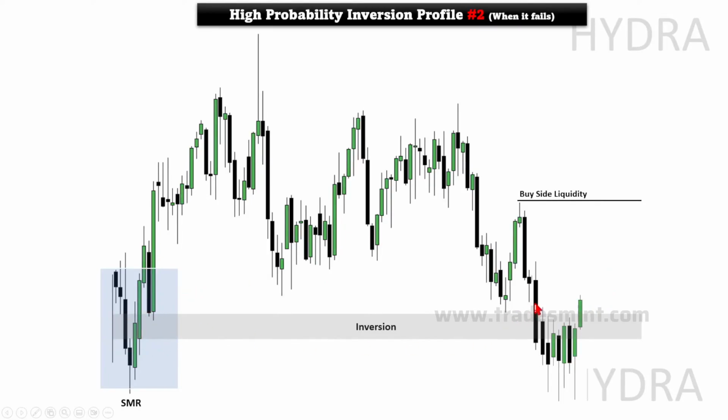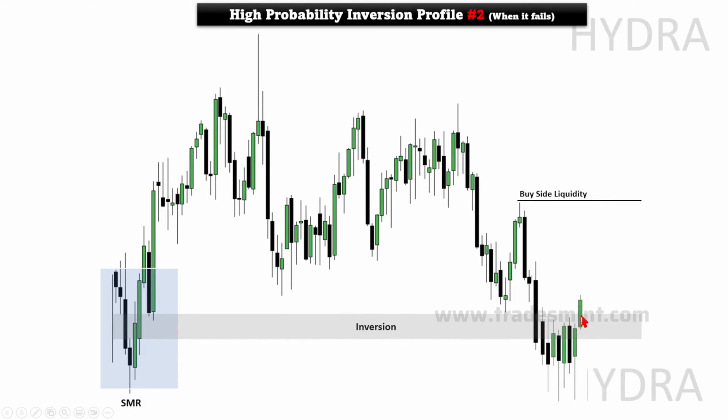What do I mean by this inversion fails? When price closes the candle's body below here, price should continue its trend lower from this level, right? But what do you see? Price did come back up again and close the candle's body above here. So that's what you don't want to see. But if you see it, that's also another opportunity for you. When price is coming back up after closing a candle's body below the inversion right here, that's another opportunity.